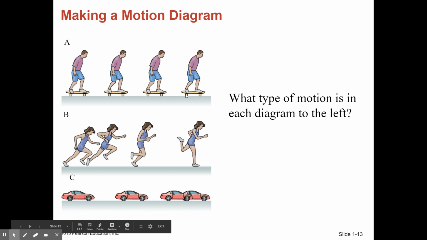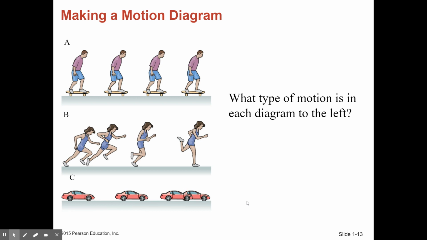Okay, sorry about that. All right, so here's another motion diagram. We have a guy on a skateboard, a person running, and then we have a car moving as well. So which type of motion is in each diagram to the left? If I were to ask you what's happening with this skateboarder, think about what he's doing. Think about her. What is she doing? And then think about the car and what it is doing. So if you were to describe the motion, you can kind of tell me what you think. Take a moment and think about it. What is each one of those diagrams showing you?